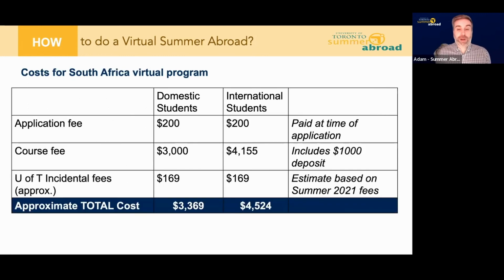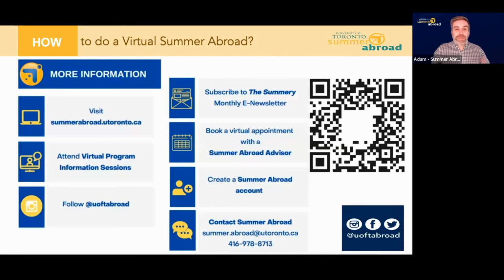This is a breakdown of the costs for the South Africa program specifically. For domestic students, overall you're looking at about $3,300, and for international students, it's about $4,500. Most of these fees are paid directly to the Summer Abroad office. It's just the incidental fees that are paid separately on your Acorn account. That covers all the basics, the overview of our South Africa virtual program for 2022.